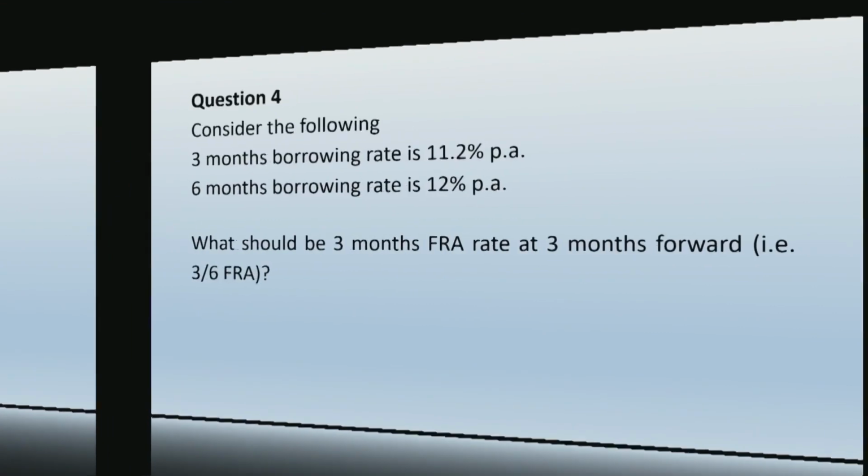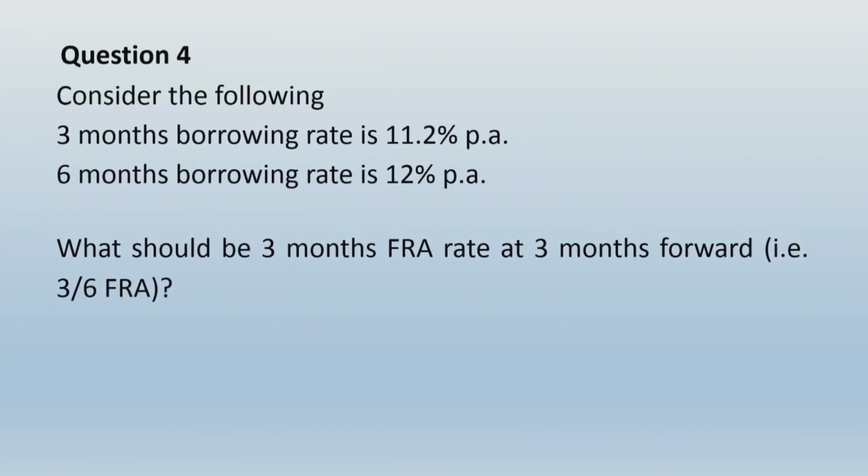That will be question number 4. Let us read this question. It says, consider the following. 3-month borrowing rate is given as 11.2% per annum and 6-month borrowing rate is given as 12% per annum. What should be the 3-month FRA rate at 3 months forward, that is 3/6 FRA?